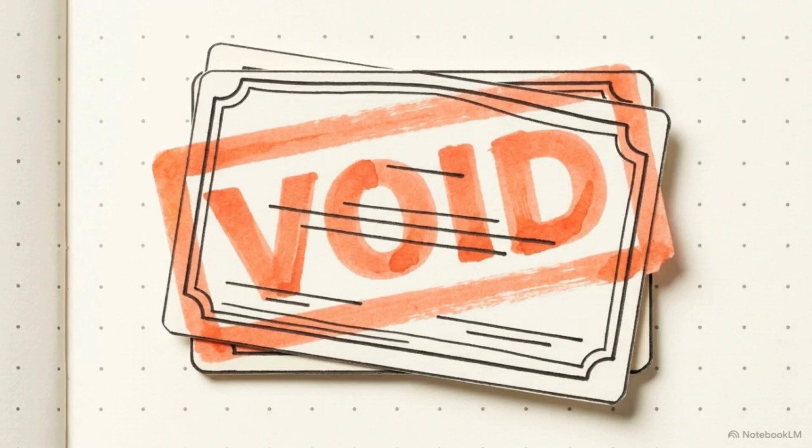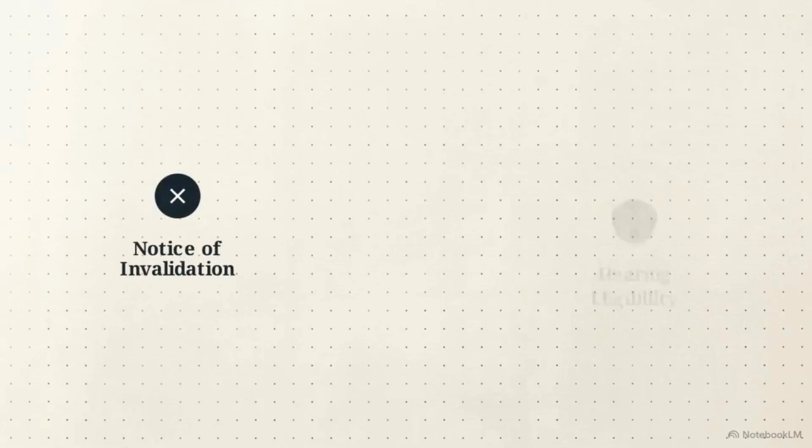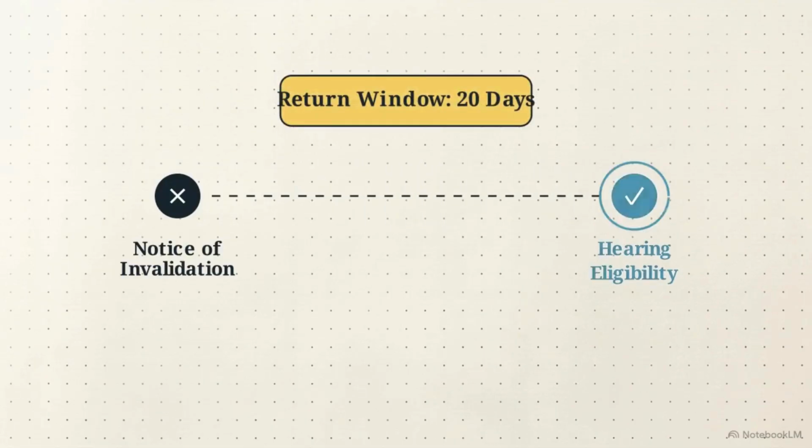While a denial prevents a license from being issued, other actions apply to licenses that have already been granted. An invalidation occurs when the division determines a license was issued in error. This is a correction of a state mistake rather than a disciplinary measure. To remain eligible for a hearing after an invalidation, the licensee must physically return the license to the division within 20 days of being notified.